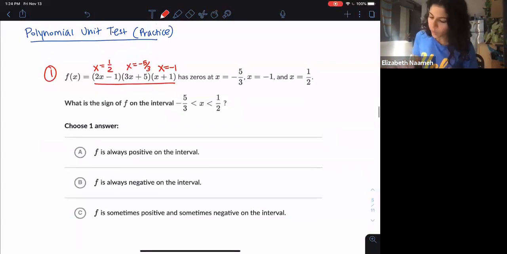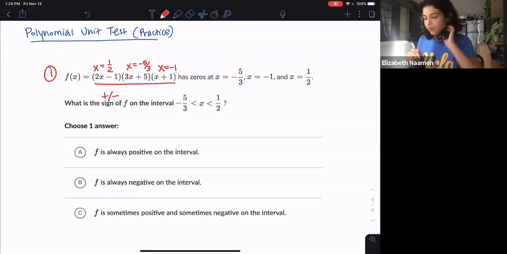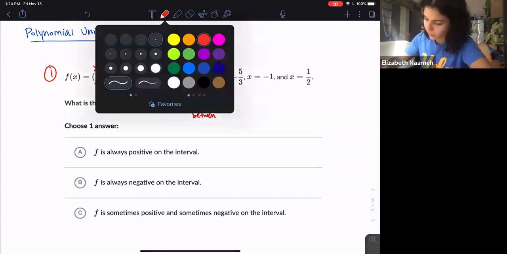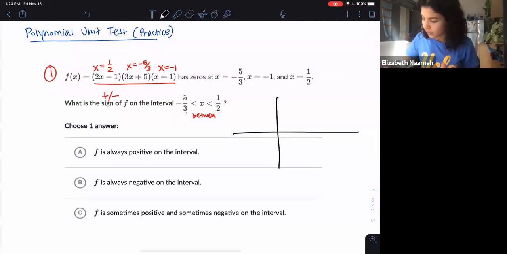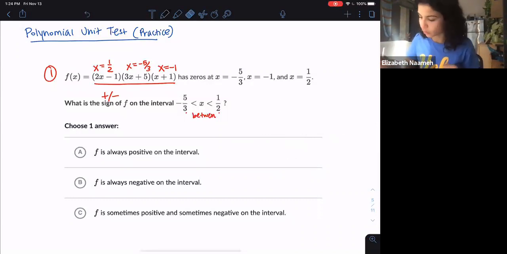Their question is, what is the sign? And when they say the sign, they're talking positive or negative of the function on the interval between -5/3 and 1/2. So what we're going to do is just graph this like normal. If between those two numbers it's above the axis, we'll say the sign is positive. If it's below the axis, we'll say the sign is negative. So we're just going to graph this.